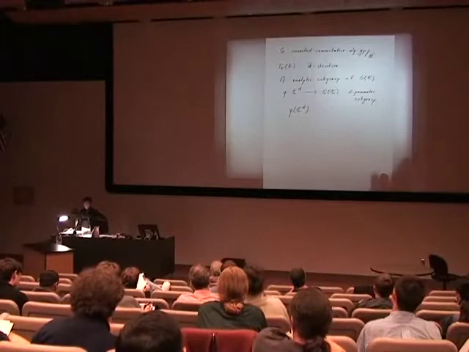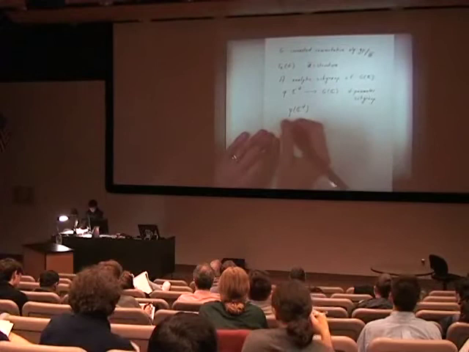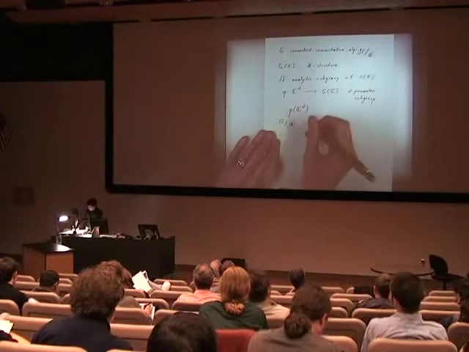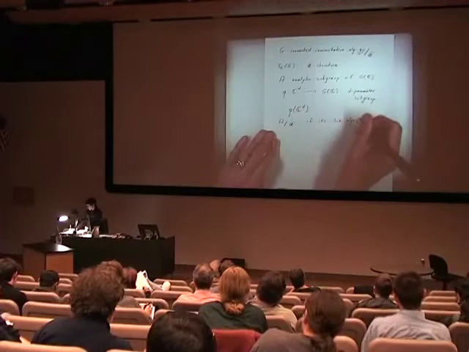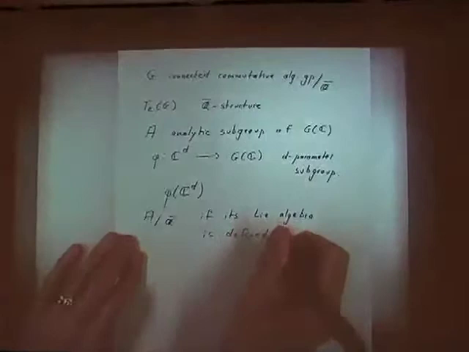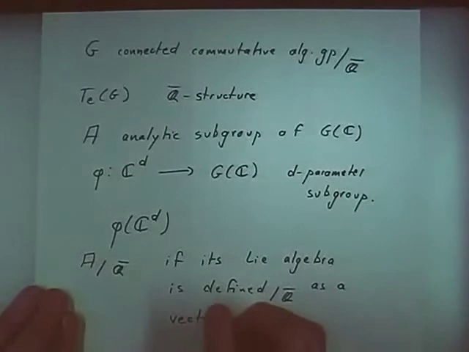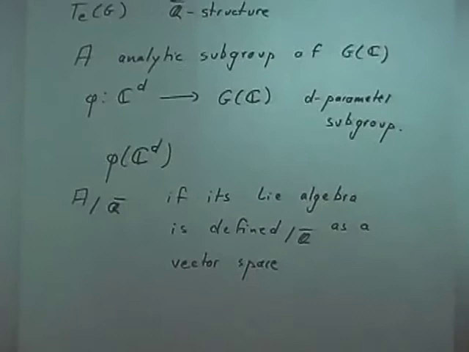So let's say that A is defined over Q bar if its Lie algebra is defined over Q bar as a vector space. That was the case, for example, here, because we assumed that tau was an algebraic number.